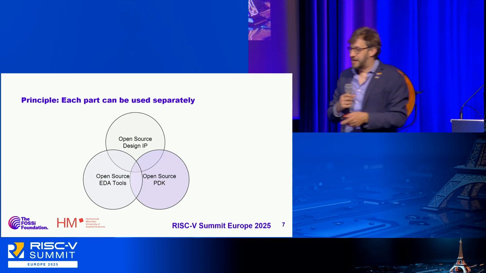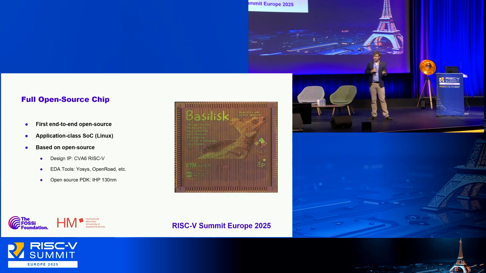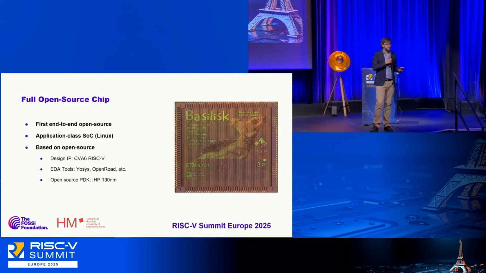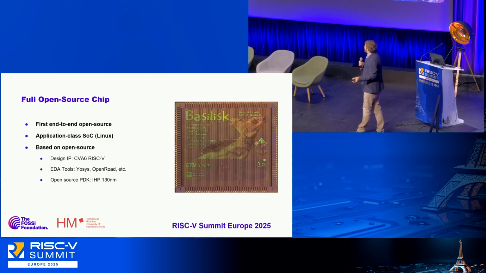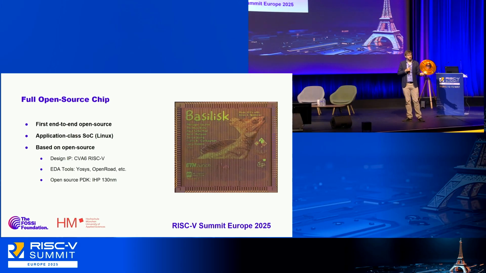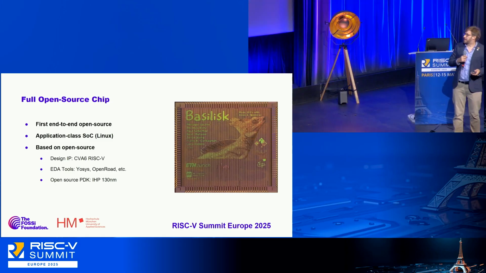I just want to highlight now, in the middle, you had Frank's slide, and they actually did this last year. This year, they have it outside at the booth. You can see the Basilisk chip. It's a fully open source chip. All the IP that's in there is open source. They only use open source EDA tools. They use an open source PDK. So it is an end-to-end, fully open source, application-class system on chip. It runs Linux outside. You can see it at the booth. And you can download the GDS2 and put it into production yourself.